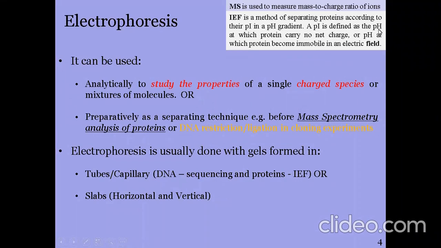So isoelectric point is defined as the pH at which the protein carries no net charge. So net charge means the charges will both be balanced, and because of that balance, the net charge will be zero. Or the pH at which the protein becomes immobile in an electric field. So when we apply an electric field, positive and negative, the electrodes, the molecule will not move.